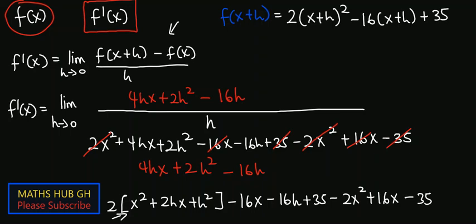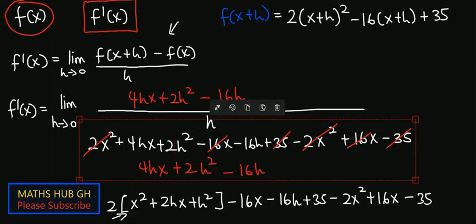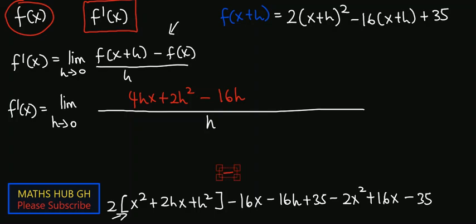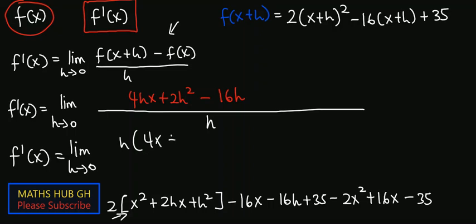So now what you're going to do is factor out the h from the numerator, so that you can cancel it out from the denominator. So let's look at that. We are going to have f prime of x equal to the limit as h approaches 0 of, let's factor h out of the numerator, h bracket open 4x plus 2h minus 16, divided by h. This is what you are going to have.